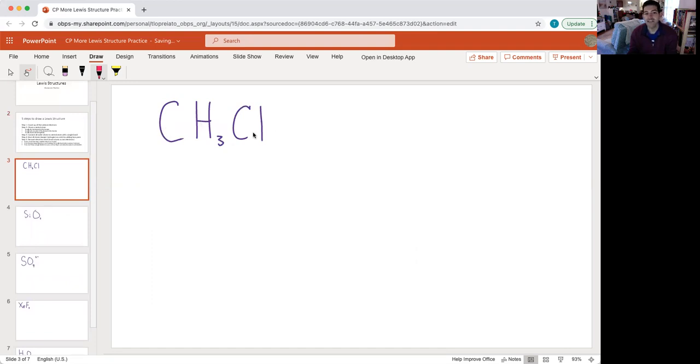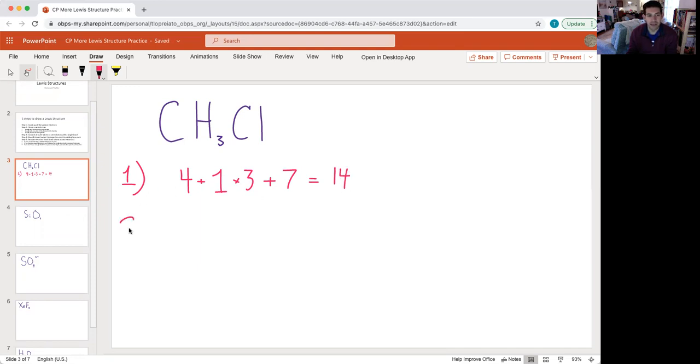So CH3Cl. Well, step 1, we've got to add up the valence electrons. Carbon is in group 14. It has 4 valence electrons. Hydrogen in group 1 has 1 valence electron, but it's 1 valence electron per atom, and there are 3 atoms of hydrogen, so we're going to have to multiply it. And chlorine, 1 atom of chlorine gives us 7 valence electrons. It's in group 17. So when we add this up, we are going to get a count of 14.